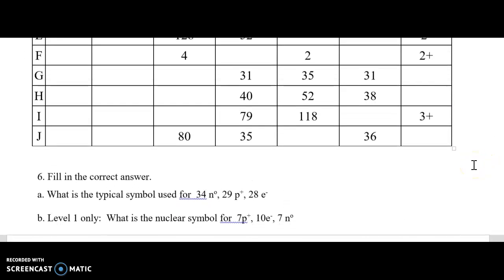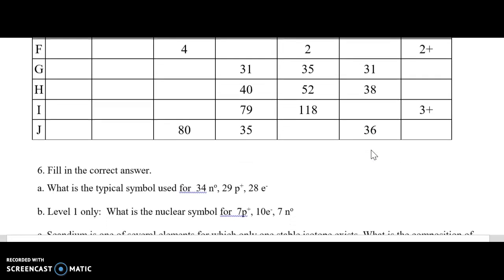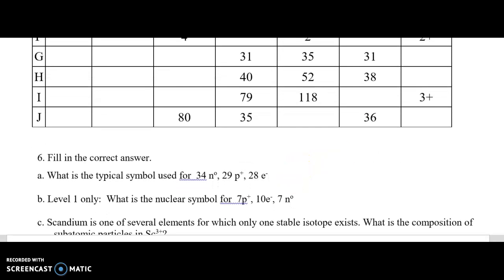If we scroll down, number 6, again, it's the same kind of question here, the typical symbol used for this. And again, the typical symbol gives the element, which is element 29. And again, I'm without my periodic table. I really should have one here. What's element 29? I don't know off the top of my head. That's why we have periodic tables. So I'm going to pause and look it up. All right, element 29, oops, we're down here, is copper. So the symbol here is going to be copper.